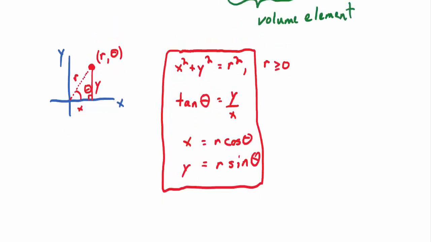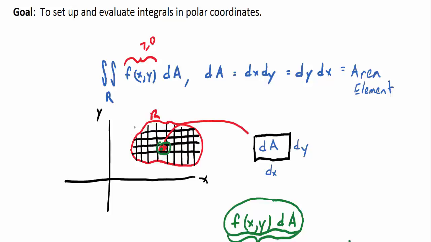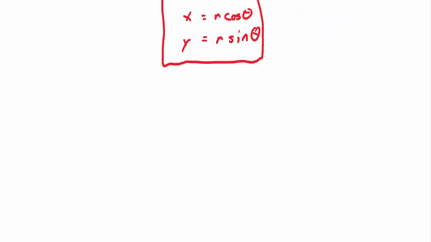Okay, so remember this grid of rectangles up here? Well, what if we split up R not into a grid of regular rectangles, but into a grid of polar rectangles? What would that look like? Let me produce a region R that would be conducive to setting up using polar coordinates. It might look something like this.